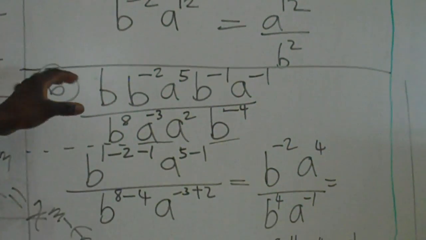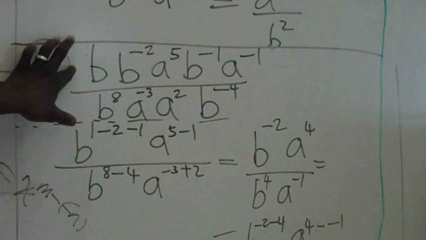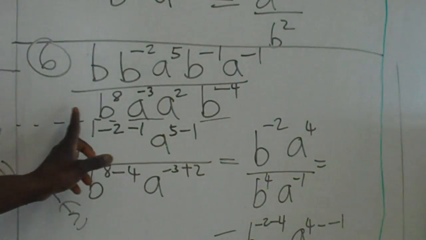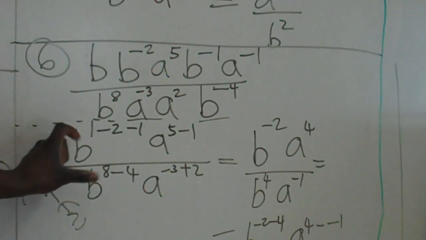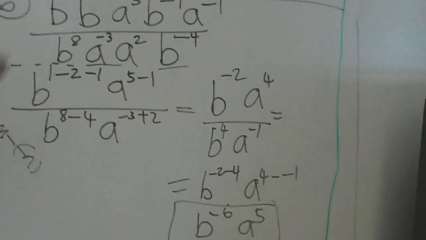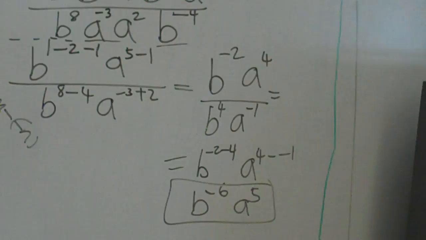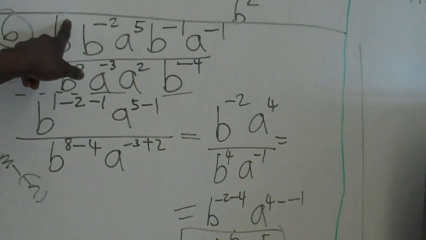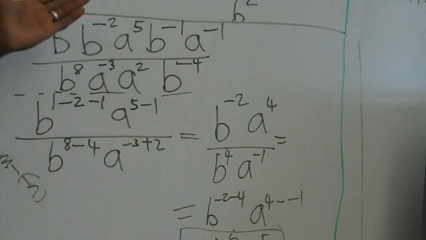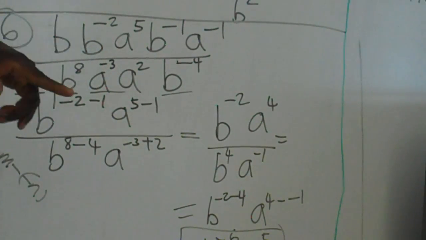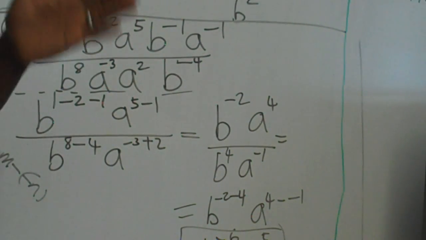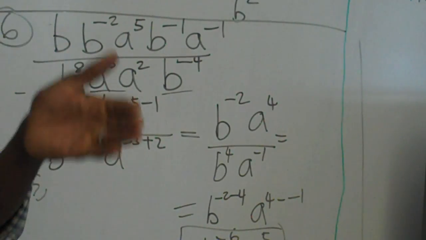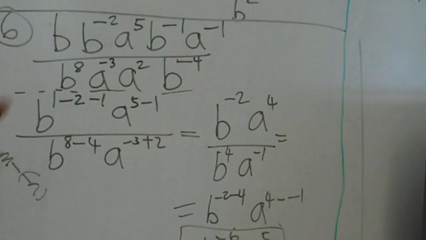Number 6 is similar, but you have something over something. So all you need to do is deal with the top, deal with the bottom, and then go ahead and add them together. So you can look at that for a second and see how that's done. Again, you bring the b's together. We have b to the first power minus 2, because a minus times a plus is minus. A minus times a minus is plus, and a plus times a plus is plus. So remember that.